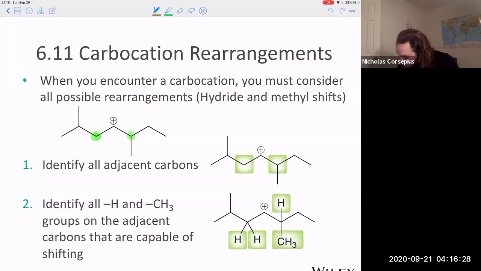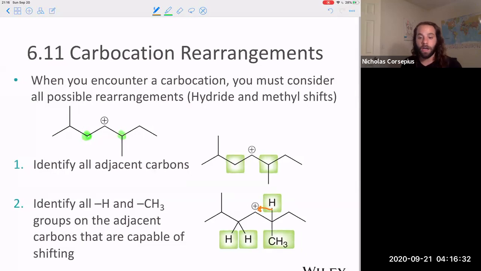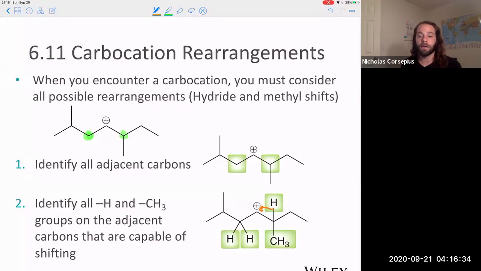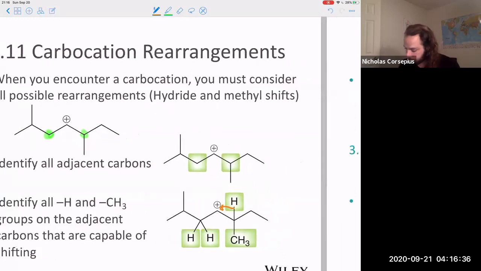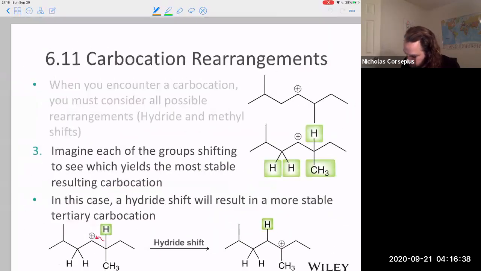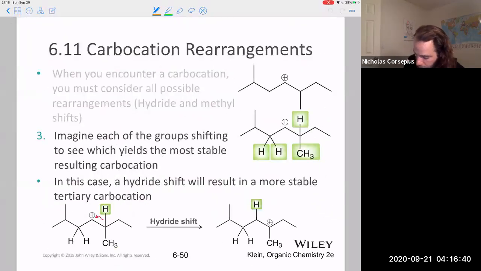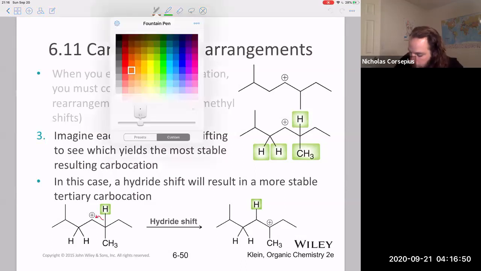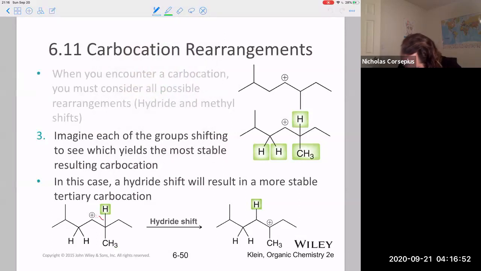In this case, we will expect to see a hydride shift occur in order to generate that tertiary carbocation. So yeah, we identify which groups is going to yield the most stable carbocation, and in this case, a hydride shift can achieve that. Now, why is it a hydride shift instead of a methyl shift?